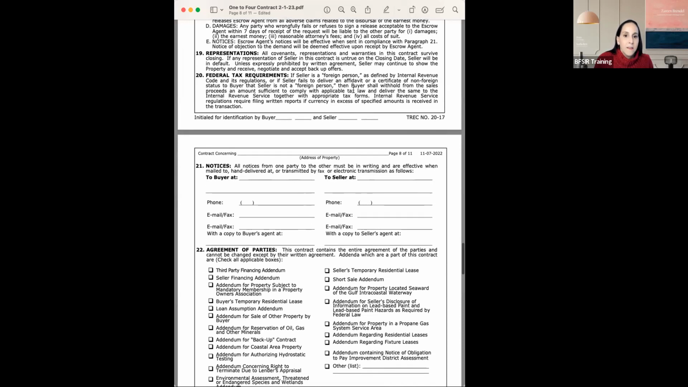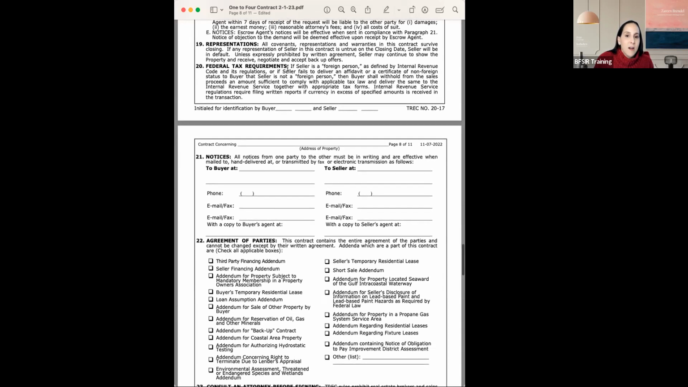Okay, so this is federal tax requirements. If the seller is a foreign person, there's a whole additional set of steps that the title company has to take.